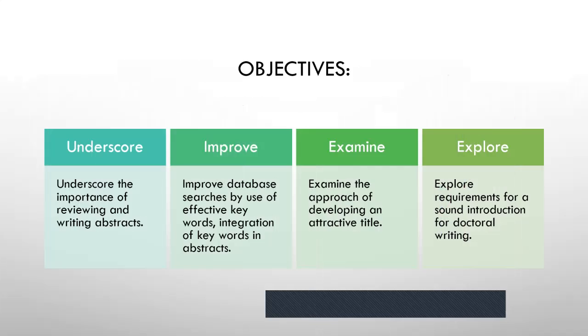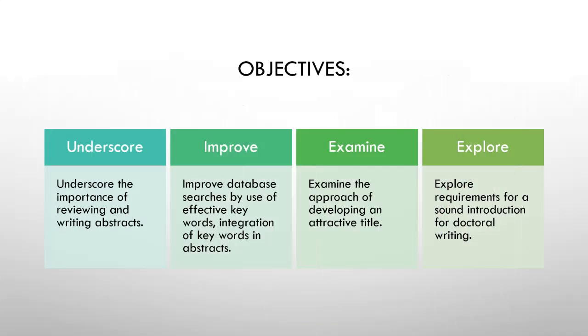This particular module has 4 key objectives. The first is to underscore the importance of reviewing and writing abstracts. The second is to improve database searches by use of effective keywords and integration of keywords in abstracts. The third is to examine the approach of developing an attractive title. And finally, we will explore requirements for a sound introduction for doctoral writing.